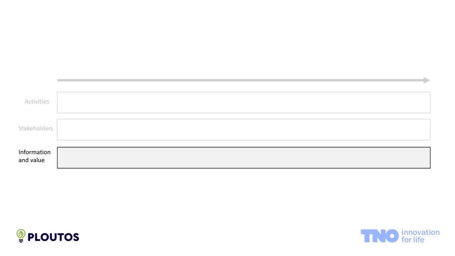In the third row, you indicate which value is created for the customers by means of the new activities. Is value created or destroyed? And in what way? This should give you an understanding of how your product or service performs well, or can help you to identify improvements towards their use.